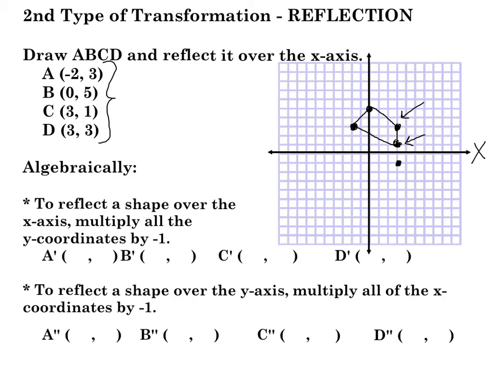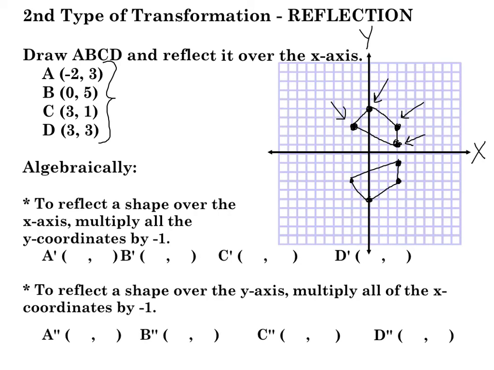This point right here is 3 above the x-axis, so we're going to go to the x-axis and count 3 below, and that's where our new point is going to be. This point right here is 5 above, so let's go 5 below. And then we have the last point, which is 3 above, so we're going to go 3 below. Once we connect our dots, you will see, Shazam, we have a reflected image of that quadrilateral. Good job.